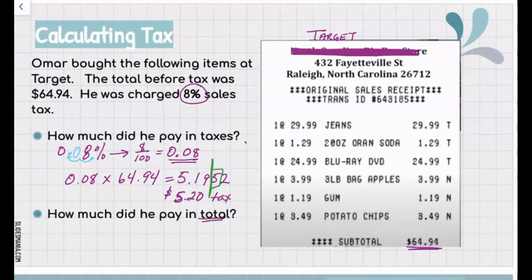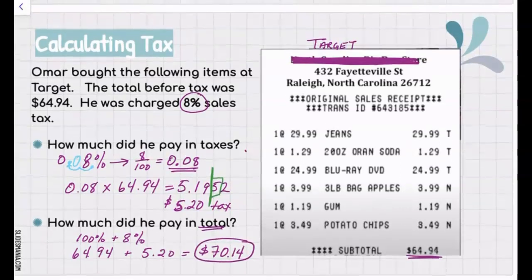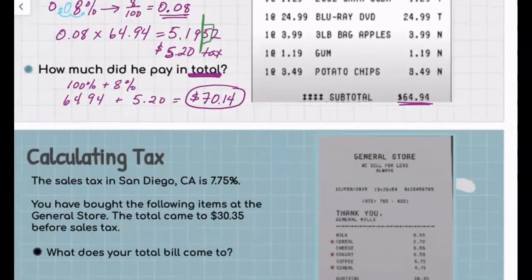How much did he pay in total? Well, he paid 100% of his bill, plus he paid 8% of his tax. So that was $64.94 plus $5.20, which gives us a total of $70.14. All right, there is a quicker way to do that if you were looking just for the total amount, and I will show you that in the next slide.